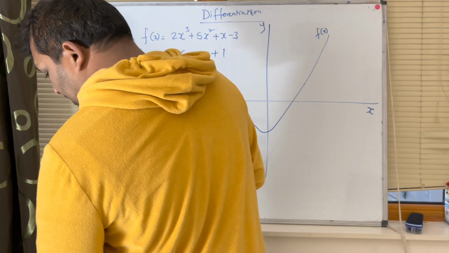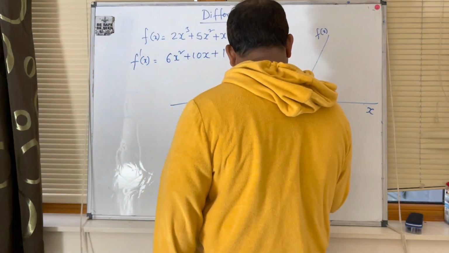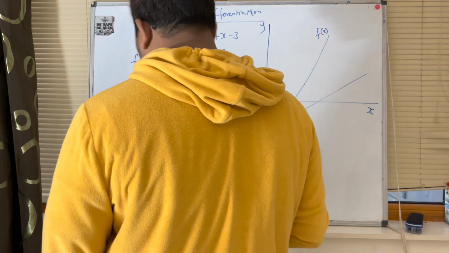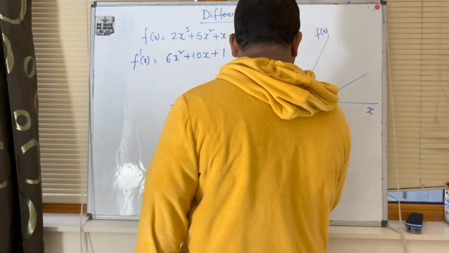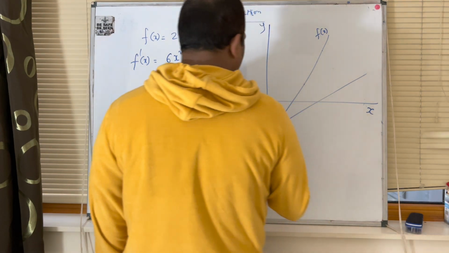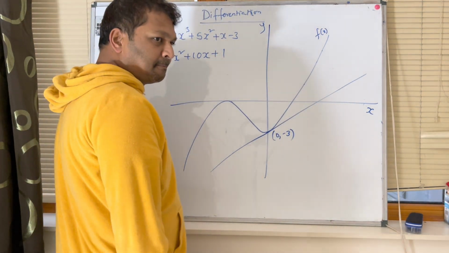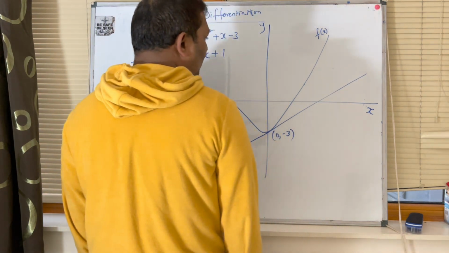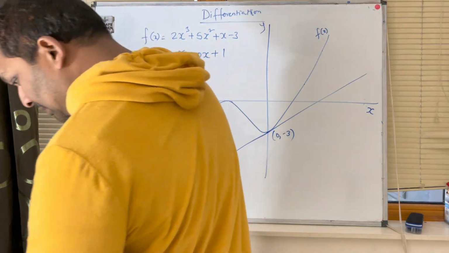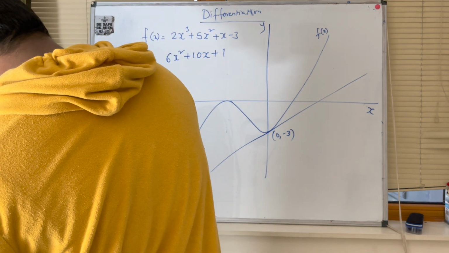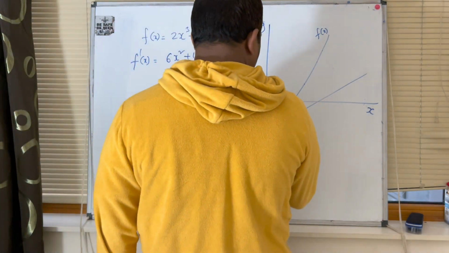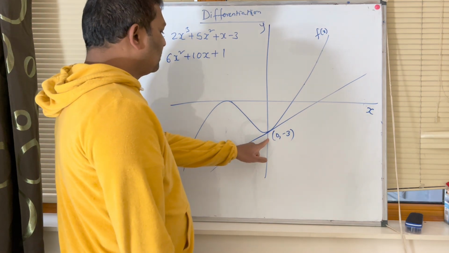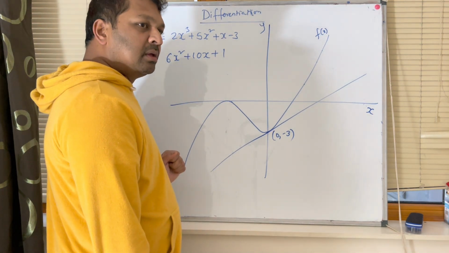There is also one tangent line cutting this curved line at the point 0, minus 3. This is the point where the line is cutting. To find the slope of this tangent, keep 0 in place of x and then solve it. You will get the slope.